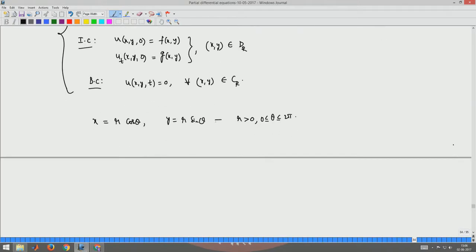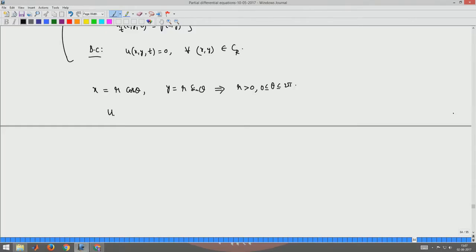So, once you have this x and y, what you need is u_xx and u_yy. To start with u_x: u is a function of x, y, t. For the time being you ignore t, so you are changing only x, y to r and theta. If you replace x, y by r cos theta, r sin theta, u of x, y, t becomes u of r, theta and t. So, if you want u_x, you have to differentiate with respect to r and theta: u_r r_x plus u_theta theta_x, that is your u_x.